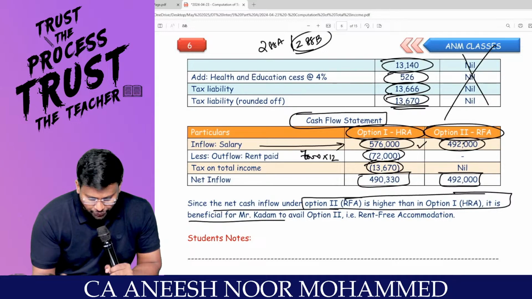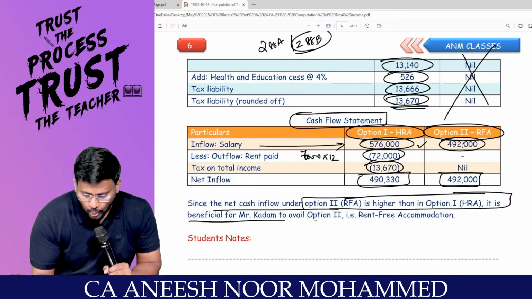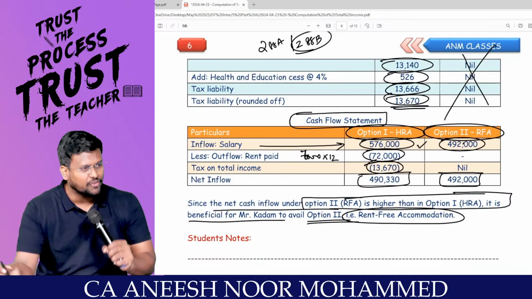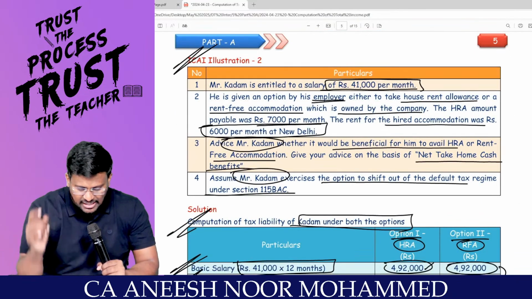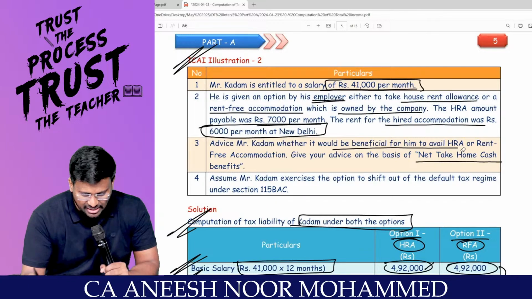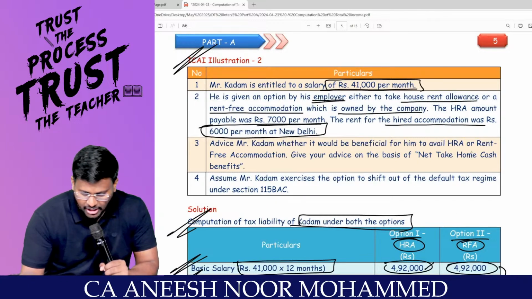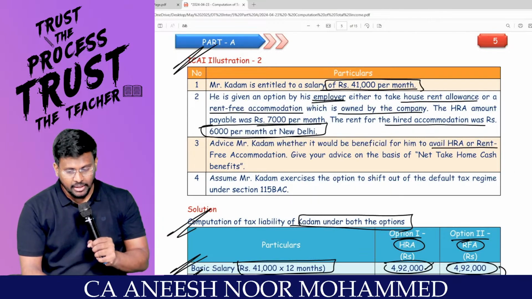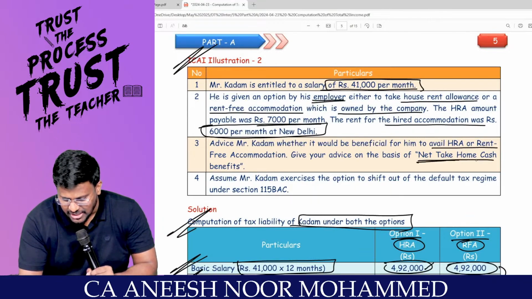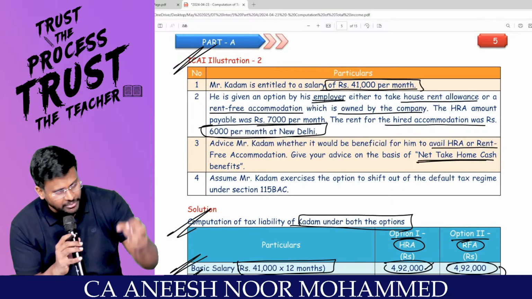it is beneficial for Mr. Danda Kadam to avail option number 2. That means free accommodation. Because what is the question saying? Advise Mr. Danda Kadam whether it would be beneficial for him to avail one option or the other. Give your advice on the basis of net take home cash benefit.